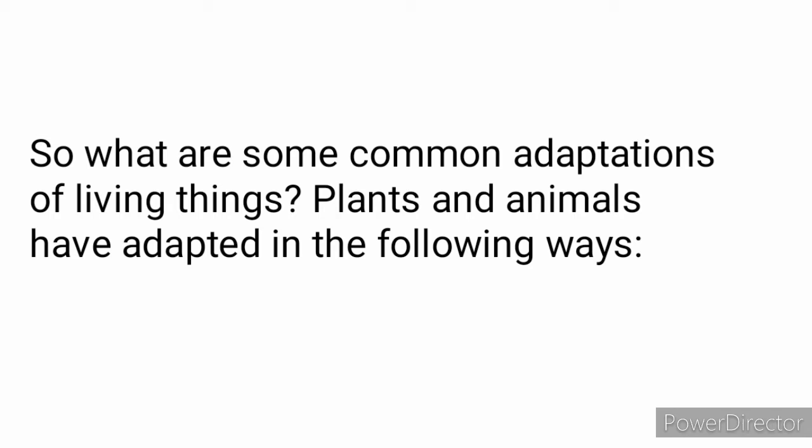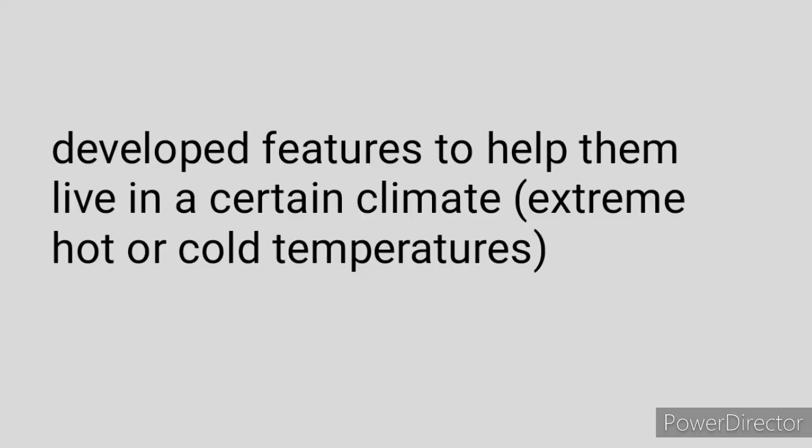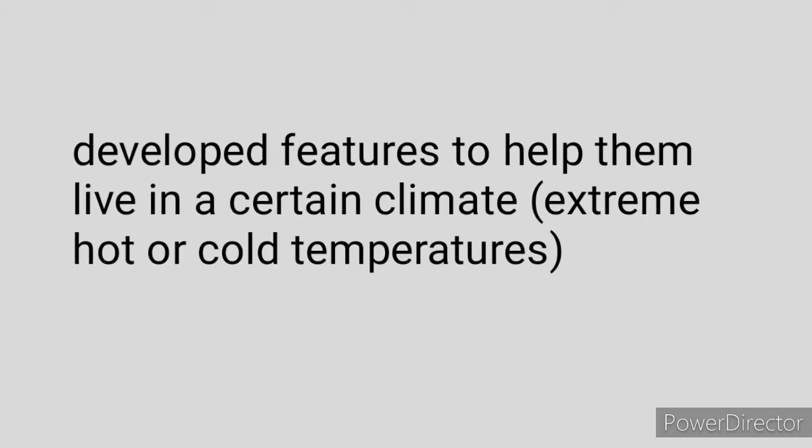They have some different patterns. We call these patterns adaptive features or characteristics. One of the ways is that they develop certain features or characteristics to help them live in a certain climate. The climate might be extremely hot or cold. For example, the polar bear has very thick skin, okay, that helps it to adapt in a very cold environment, is it not? On the other hand, you see the camel that lives in a hot habitat. It has developed certain features, such as a strong jaw to help it chew hard food, is it not?